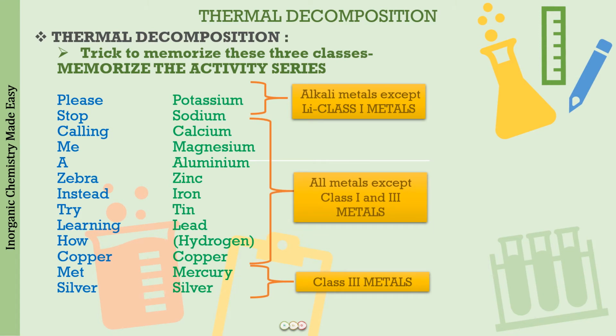So any metal which you can think of except group 1, right? Excluding lithium, I am repeating that again and again, that is very important. And then class 3, that is mercury and silver, gold and platinum also. The rest, any metal that you can think of, put it into class 2. And now you know how you're going to remember these three classes also.